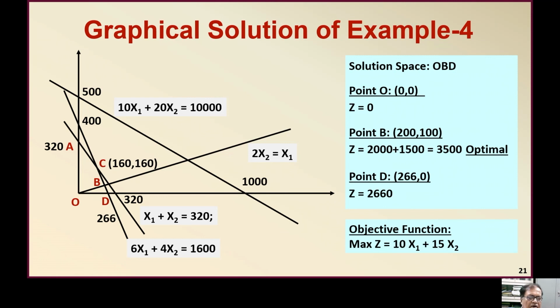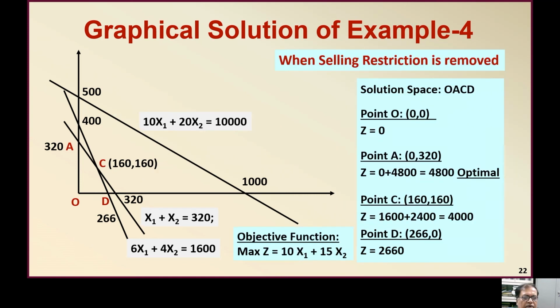See, if that line is gone, the new solution space should be OACD, because this line is gone. So now the entire thing would be our solution space, that is OACD. That is shown here in this graph. OACD is going to be our new solution space, because that selling restriction is gone. So now we have 4 points: O, that is origin, A, that is 0 and 320, C, that is 160, and D, that is 0 and 260.